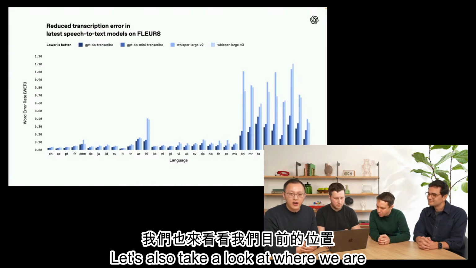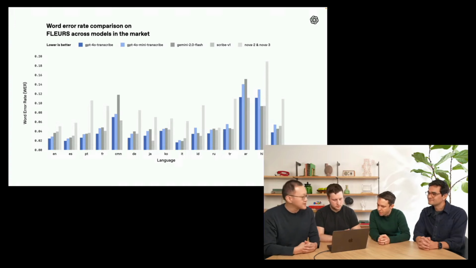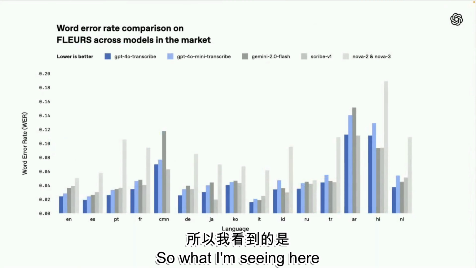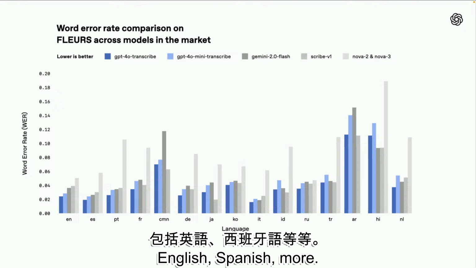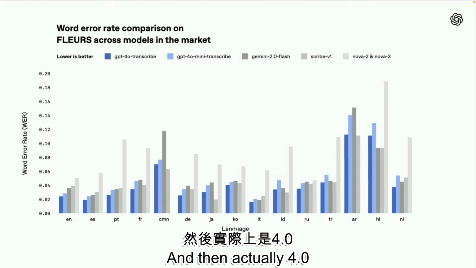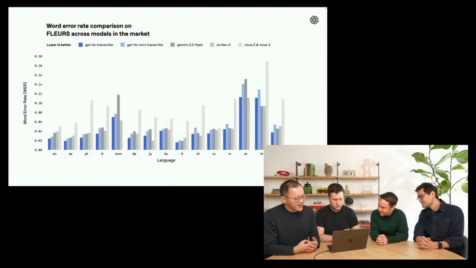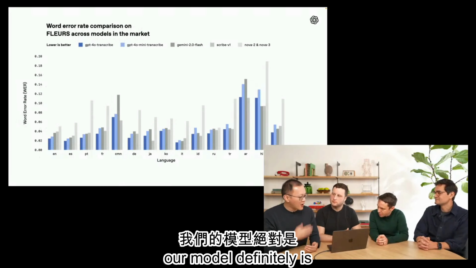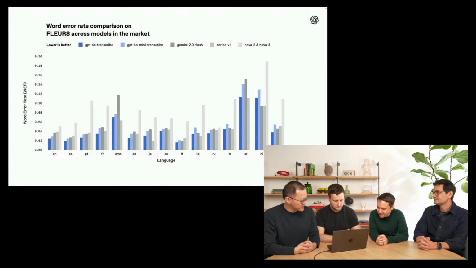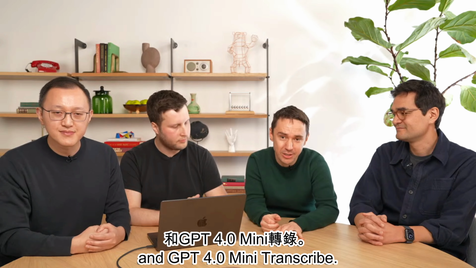Let's also take a look at where we are compared to the other options on the market. Nice. So what I'm seeing here is that the new model is state-of-the-art across many languages, English, Spanish, more. And then actually 4o Mini is state-of-the-art, if not for its bigger brother model as well. Yeah, if you are looking for a very high accuracy transcription model, our model definitely is the best choice for you. Great. So that's GPT-4o Transcribe and GPT-4o Mini Transcribe.